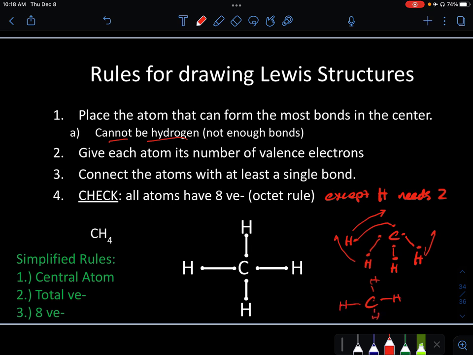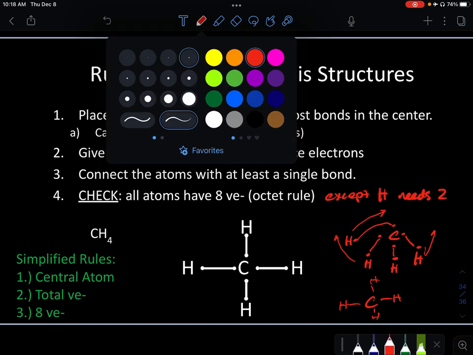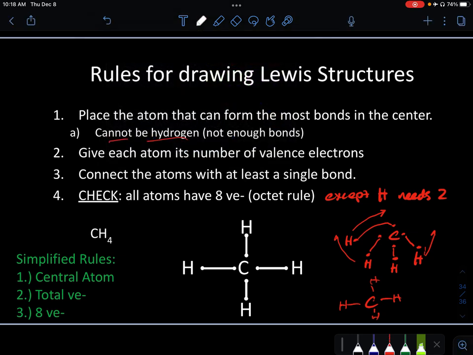All right. So again, if we see this hydrogen has 2. Let me draw that with this. So this line here means that that's got 2, that's got 2, that's got 2, and that's got 2. All right. So our hydrogens are all good. Our carbon, 2, 4, 6, 8. It is also good there. All right. So that would be a perfect drawing for us.